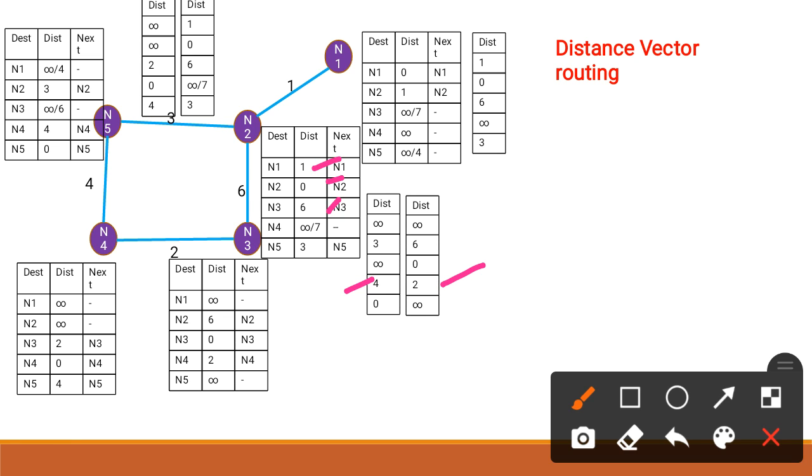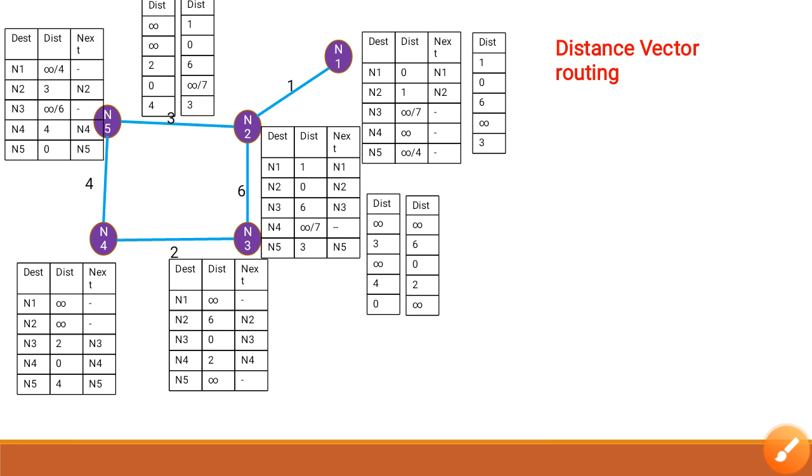n1 to n5 distance is 3, and n5 to n4 is 4, so 7. And from n2 to n3 is 6, and n3 to n4 is 2, so 8. So going by this distance up to n4 is 8, and here it is 7, so we will update with the shortest, which is 7. Then n5 is given, so it will complete the table. Likewise, other tables also get filled. Each node shares distances from its neighbors, and using those distances we count the shortest path, and that will be implemented in the table.